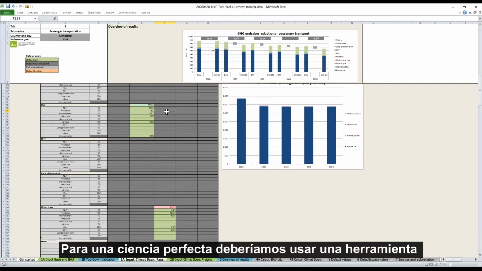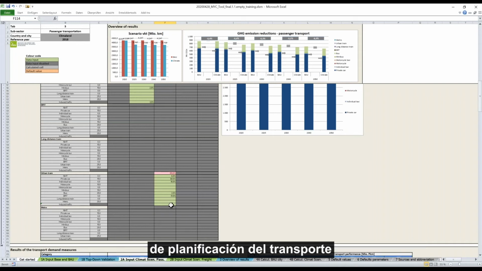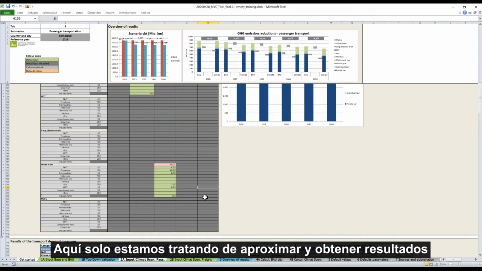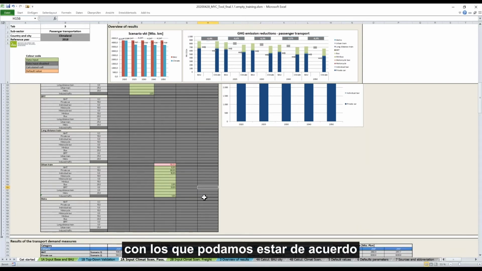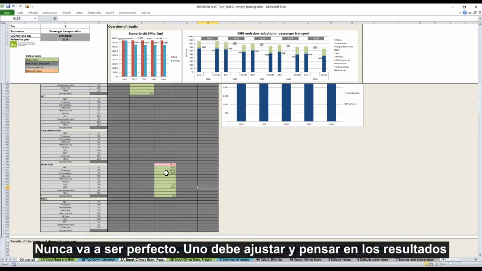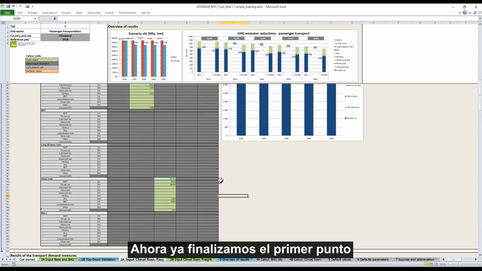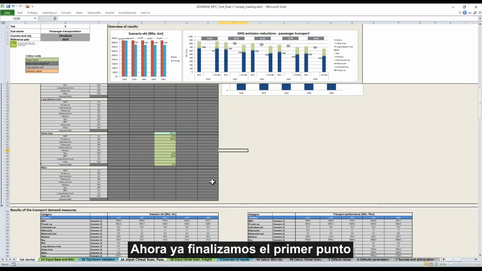If you want a perfect science, you have to use a transportation planning tool that's done for that. Here we are just trying to approximate and have a result that we agree with, expert guess and surveys and so on, but it will never be perfect. You will have to adjust and think about your results. So now we are through for the first point.